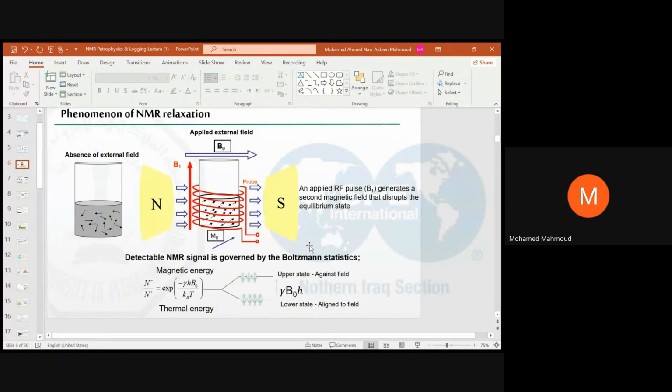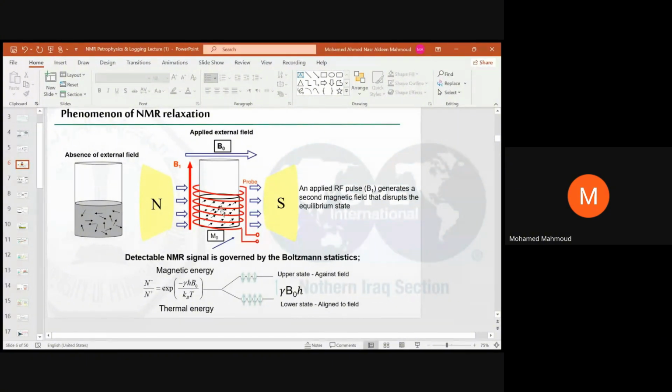Now, the relaxation. We apply an external magnetic field. For example, these are the protons existing in the fluid. The hydrogen nucleus has a specific direction. Then we apply a magnetic field, this is B0, in this direction. All the nuclei will align with this magnetic field. Then we apply another magnetic field, B1, which is perpendicular to this one, and again the nuclei will align with the applied magnetic field. Then we release B1 back to B0 again.